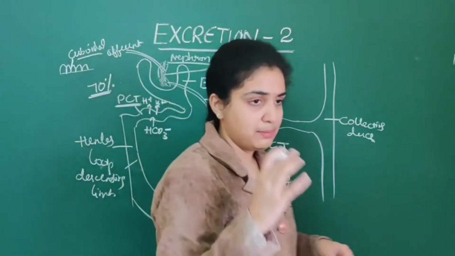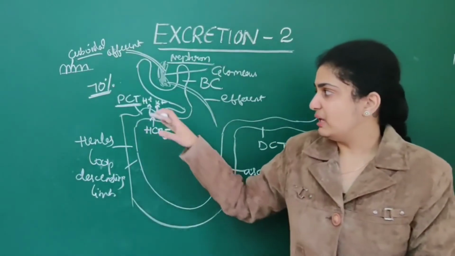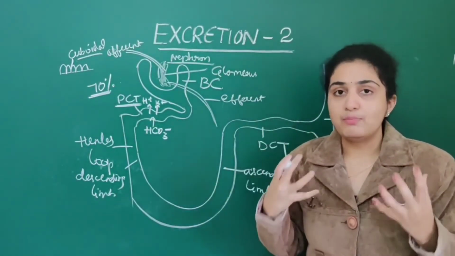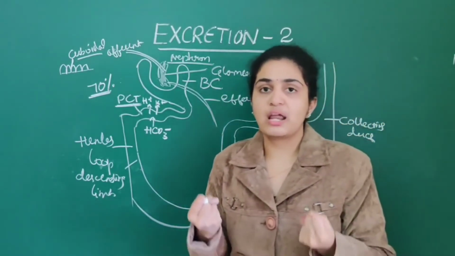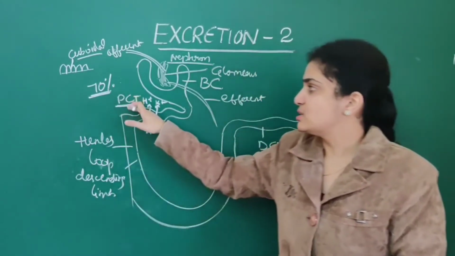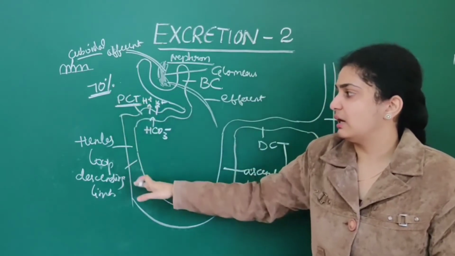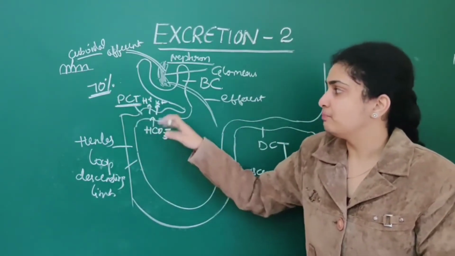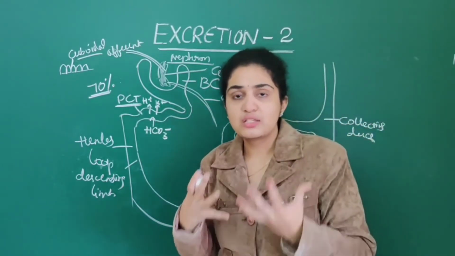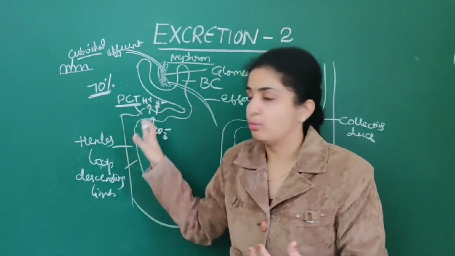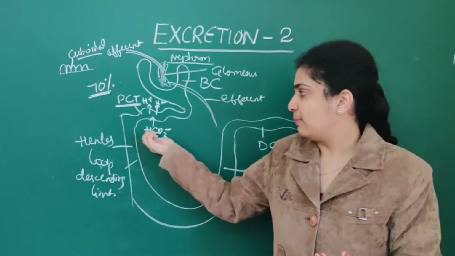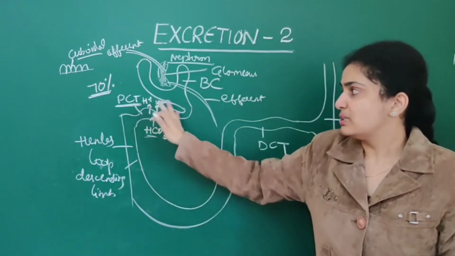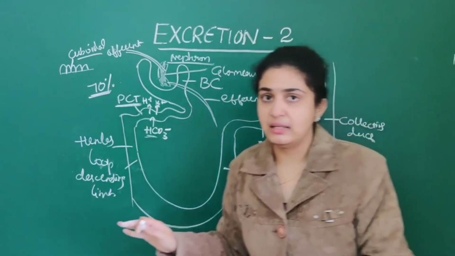The main question in NEET about the PCT is which part absorbs the maximum electrolytes as well as water. They'll give you options like PCT, collecting duct, Henle's loop, and the answer is PCT. Hydrogen and potassium are secreted out, whereas bicarbonate ions are absorbed. So this is mainly about the PCT.